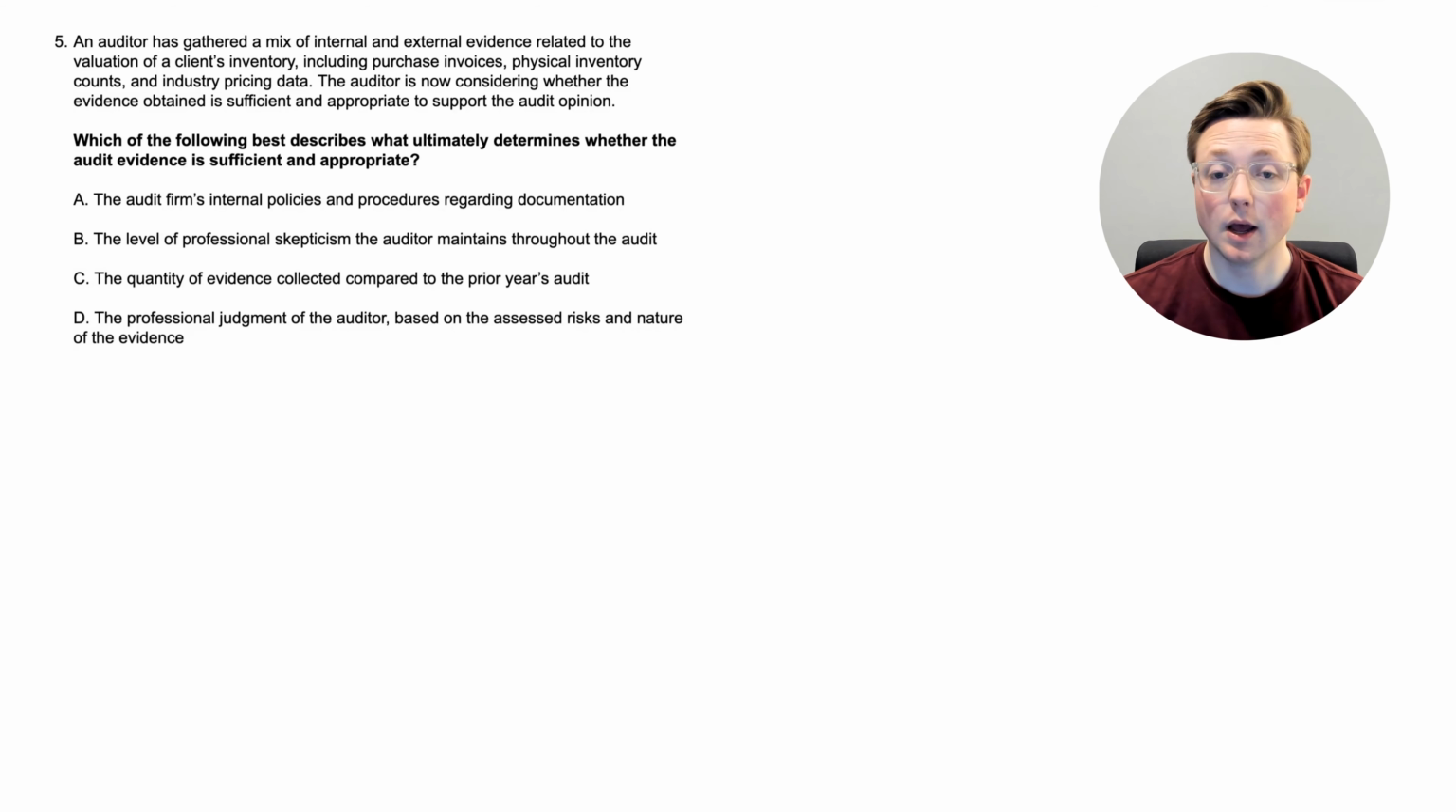Let's go through the options. Option A, the audit firm's internal policies and procedures regarding documentation. Option B, the level of professional skepticism the auditor maintains throughout the audit. Option C, the quantity of evidence collected compared to the prior year's audit. Or option D, the professional judgment of the auditor based on the assessed risks and nature of the evidence.